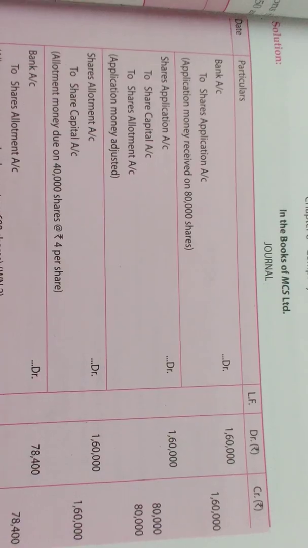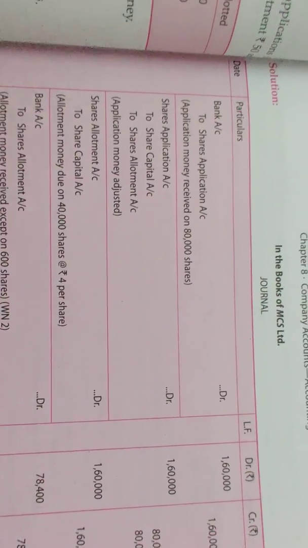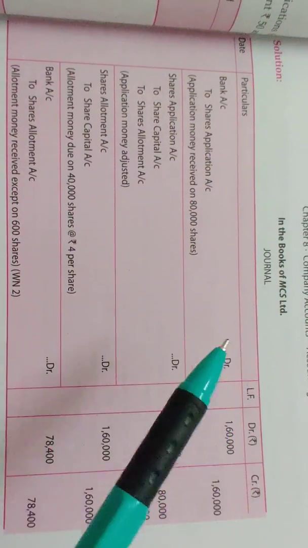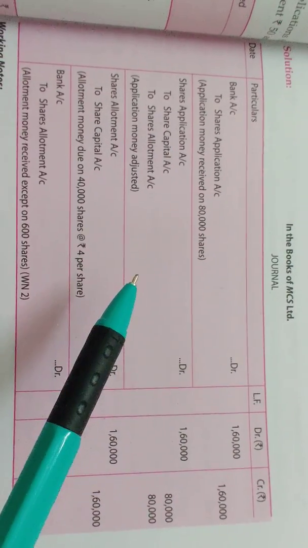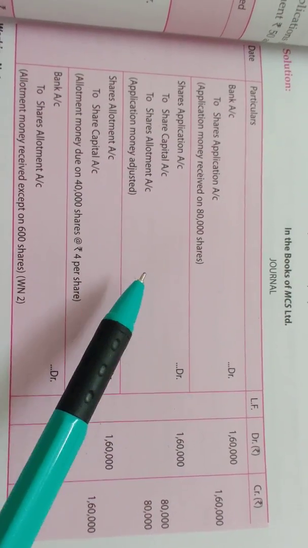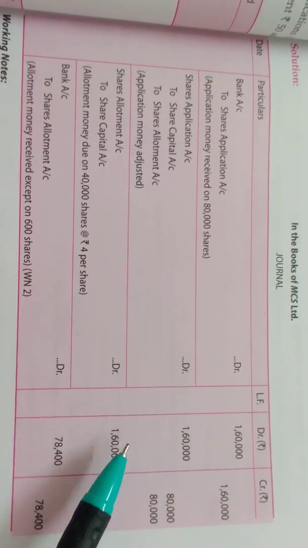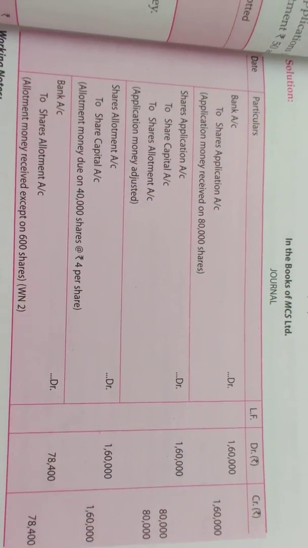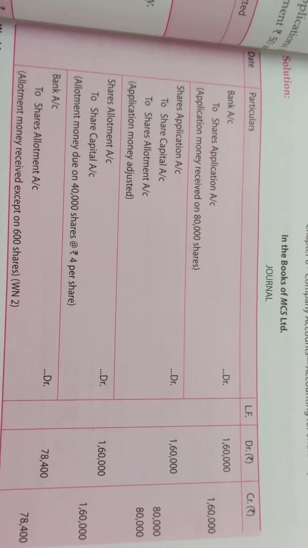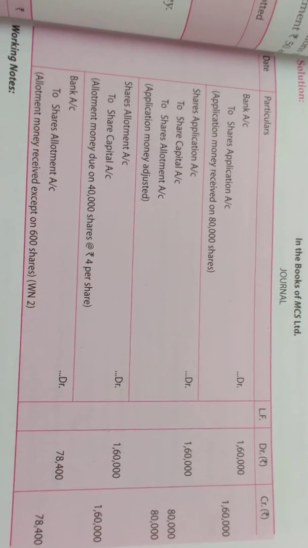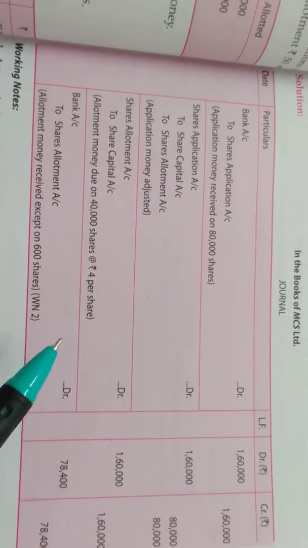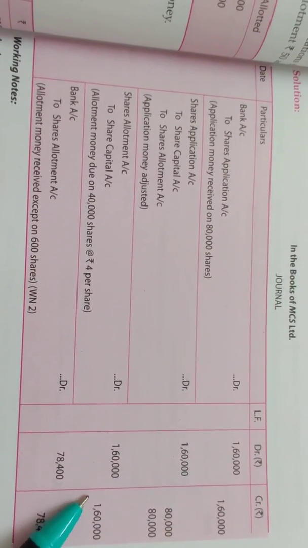Now see the journal entry. Bank account debit to share application account 1,60,000. Total amount received is 1,60,000. Otherwise see the table. Now second entry, we will transfer this amount. Share application account debit 1,60,000 to share capital 80,000 and to share allotment 80,000. Out of this total 1,60,000, 80,000 belongs to share capital and 80,000 belongs to share allotment. So the excess is transferred. Now share allotment debit to share capital 1,60,000.